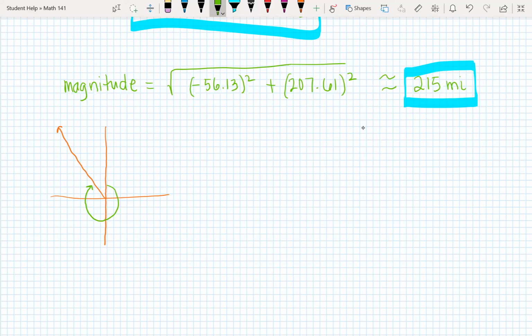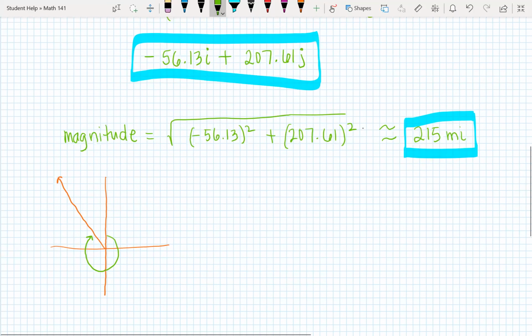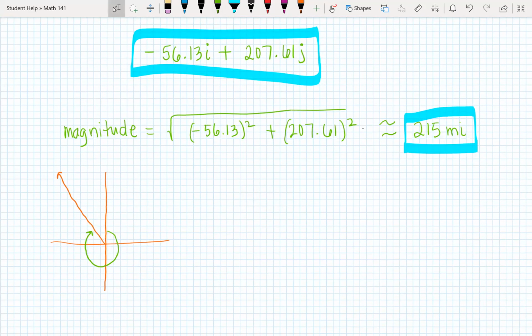So we know, because we just found this vector, we found the x component and the y component for this. And so if we were to draw the triangle here, we know that this length here is negative 56.13, and this length here is 207.61. And so we are going to use the tangent, right? We're going to try to find the angle there. So we know that the tangent of the angle is going to be the opposite side, 207.61, over the adjacent side, negative 56.13.